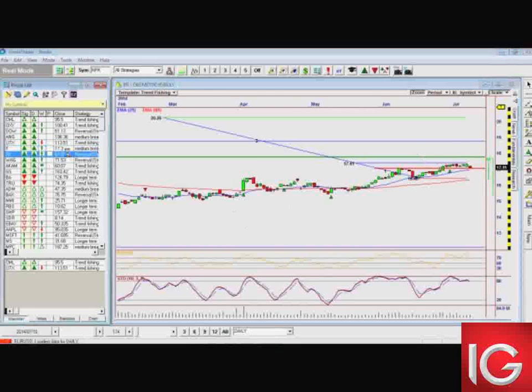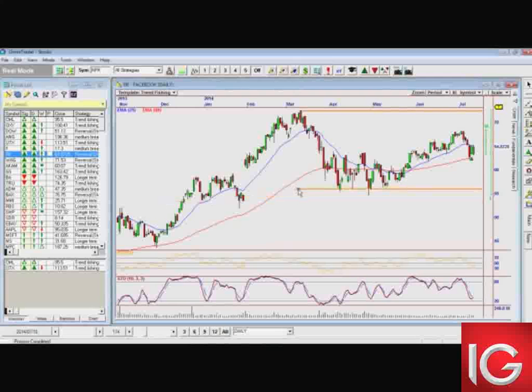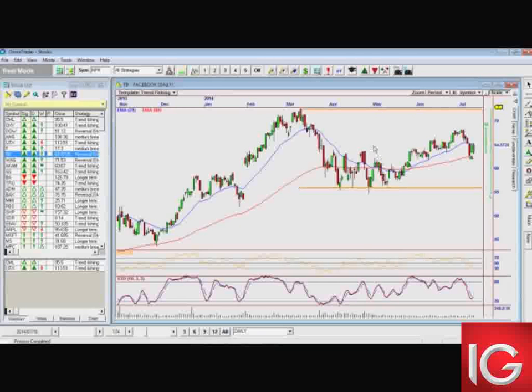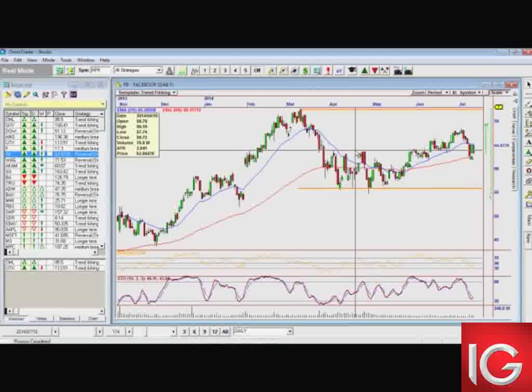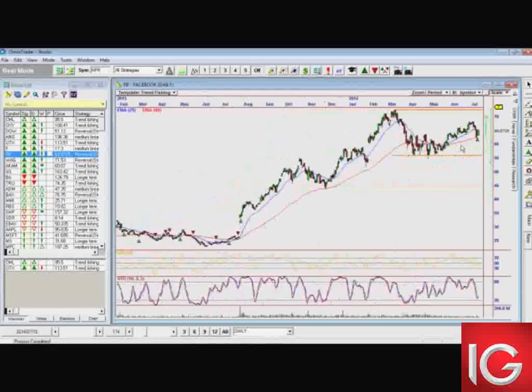Facebook. Alright, so here we have Facebook. I've got some support lines drawn in already. That would be the swing low, major swing low. It has broken the interim resistance level and is now trying to find support there. It's bounced on the 89. Trend fishing has fired, and that's quite simple. We just have a look at the history. Facebook has worked pretty well on the system.